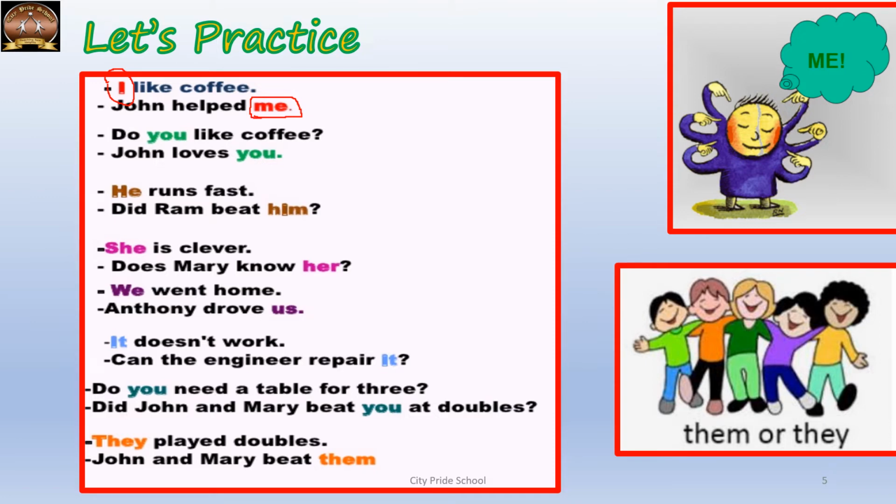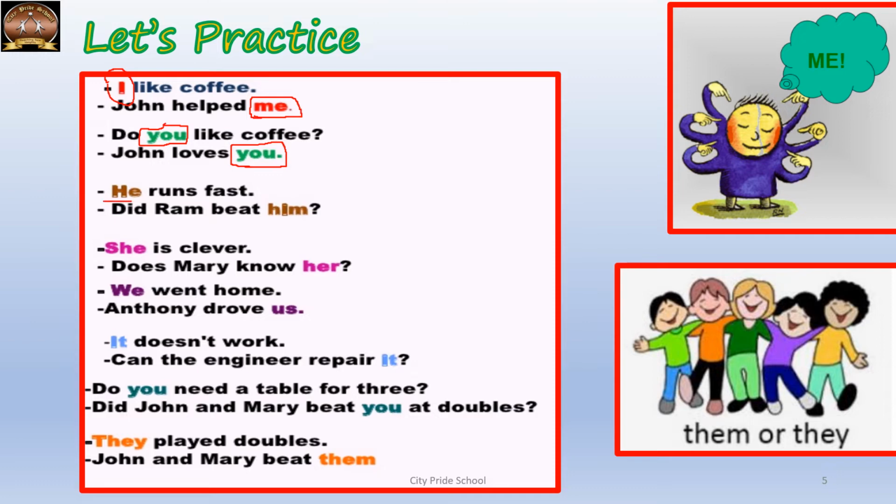The second sentence, do you like coffee? And John loves you. Now you'll observe the two yous are the same. You acts as a subject pronoun here because it is coming in the beginning of the sentence, or it is the doer of the action. John loves you. Here it is at the end of the sentence. Moreover, it is the receiver of the action. The third sentence, he runs fast.